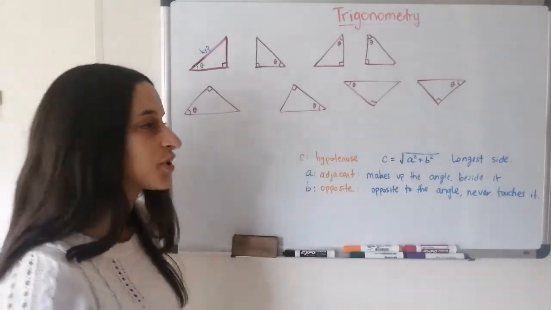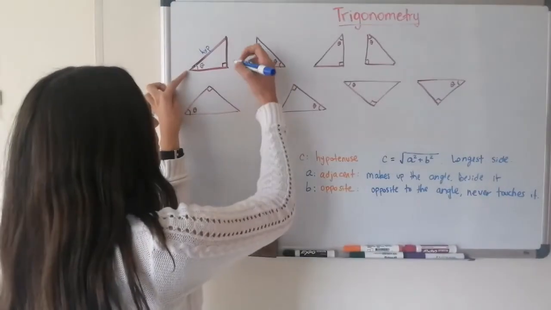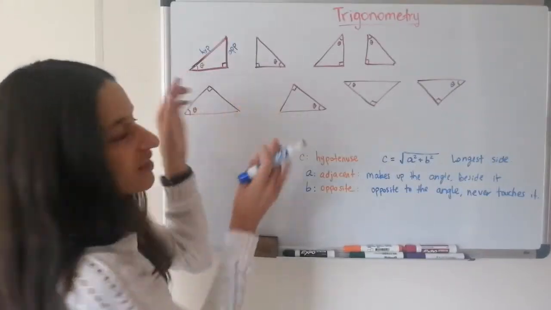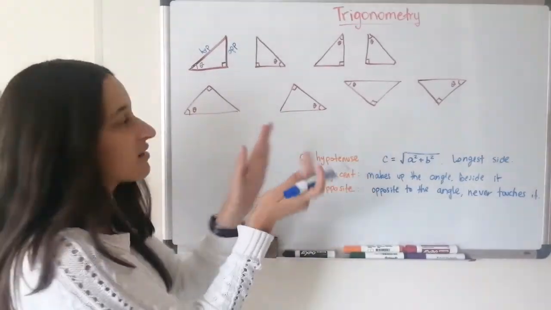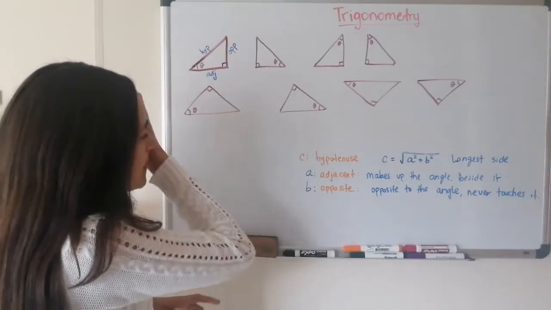Then we find the angle that we're given. In this case, the angle is this one on the bottom. The opposite to that will be the opposite side. And the other side that makes up the angle, that opens up the angle, is the adjacent. So I'll put ADJ for adjacent.